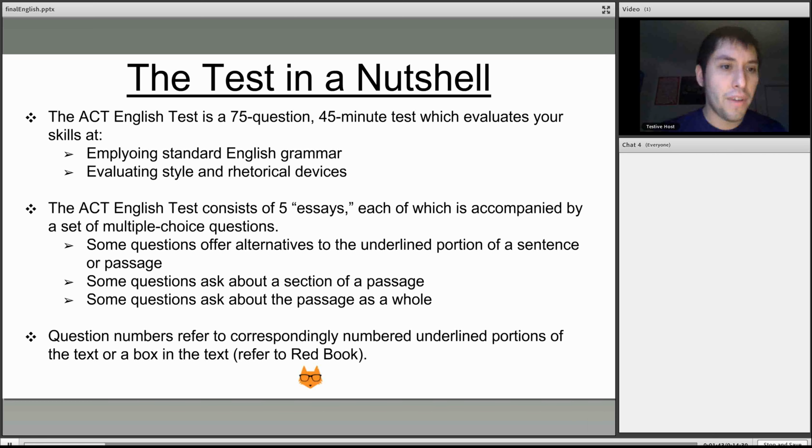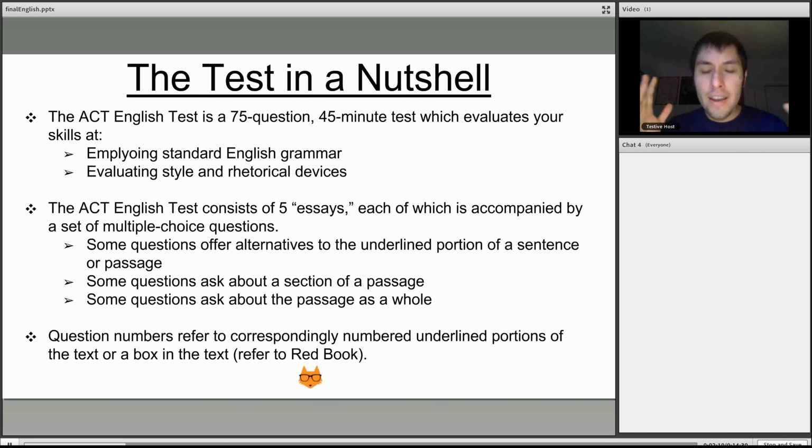So the ACT English test is going to consist of 5 essays, each of which is going to be accompanied by a set of multiple choice questions. And these questions are going to offer alternatives to the underlined portions of a sentence in the passage, or maybe to an entire passage provided. Some questions are going to ask about a section of a passage. Some questions are going to ask about the passage as a whole.